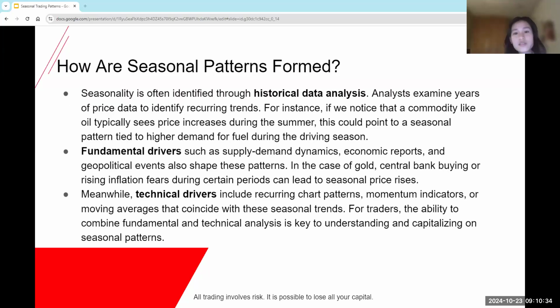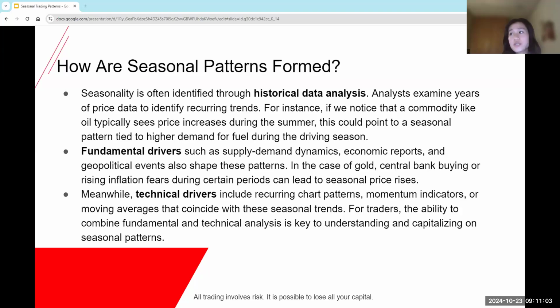Okay, so next let's look at how exactly they're formed. They're often identified through historical data analysis. Analysts will examine years of price data to identify recurring trends. For instance, if we notice that a commodity like oil typically sees price increases during the summer, this could point to a seasonal pattern tied to higher demand for fuel during the driving season.